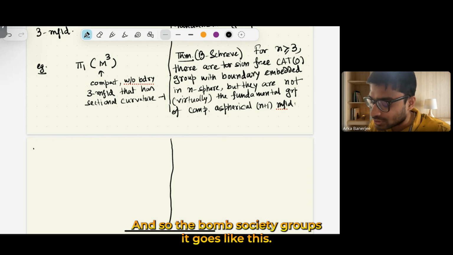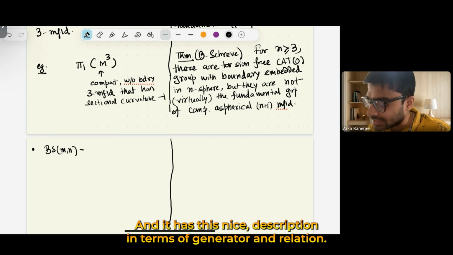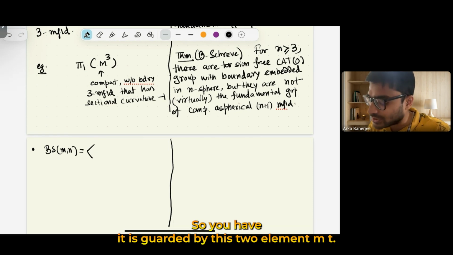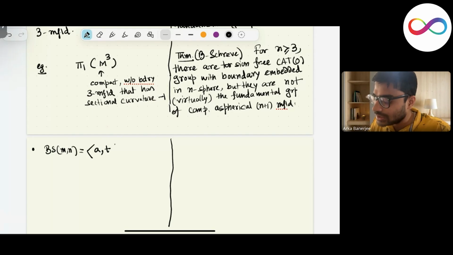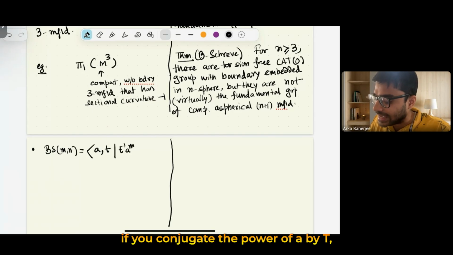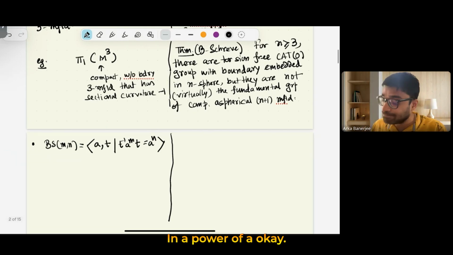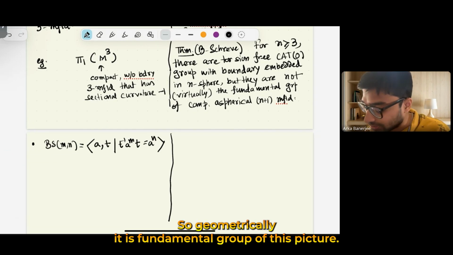And so the Baumslag-Solitar groups go like this. They come with two parameters m and n, and they have a nice description in terms of generators and relations. It is generated by two elements a and t, and the relator is: if you conjugate the mth power of a by t, you get the nth power of a. Geometrically, it is the fundamental group of this picture.